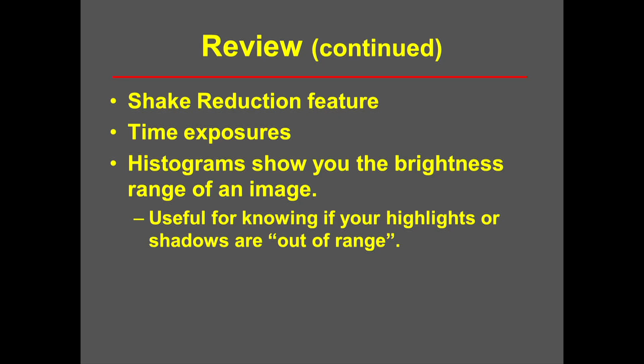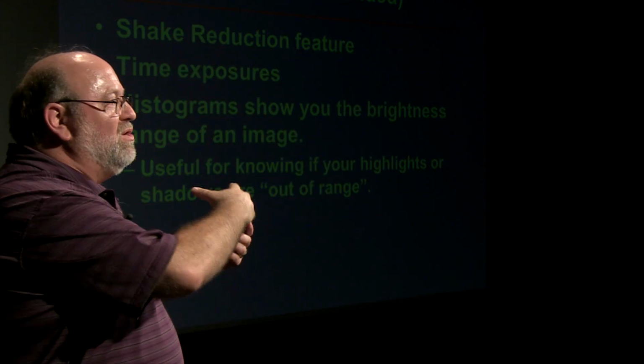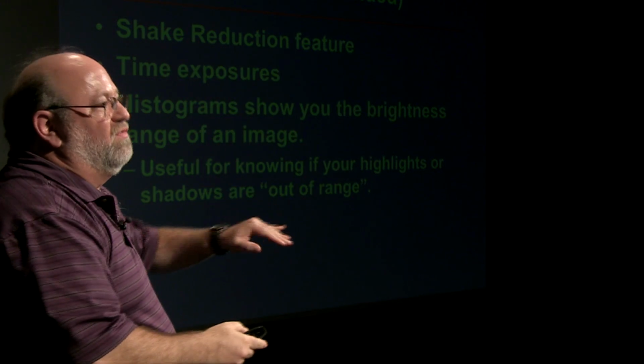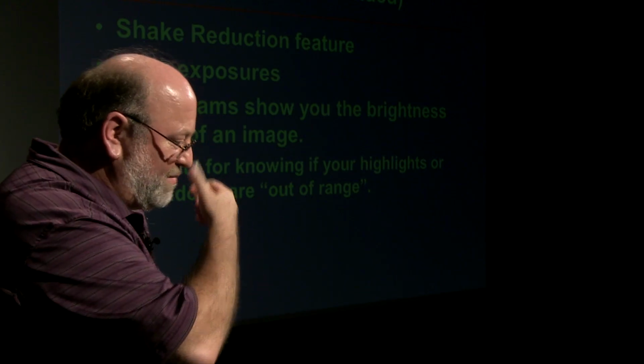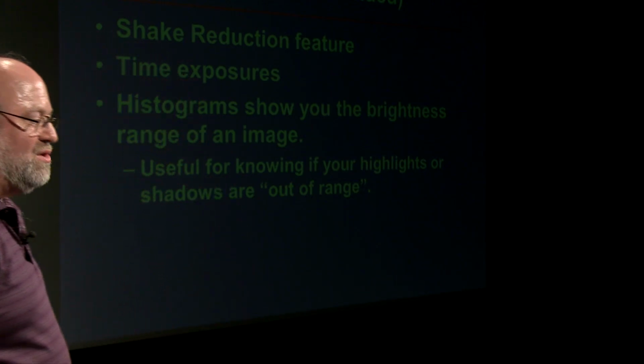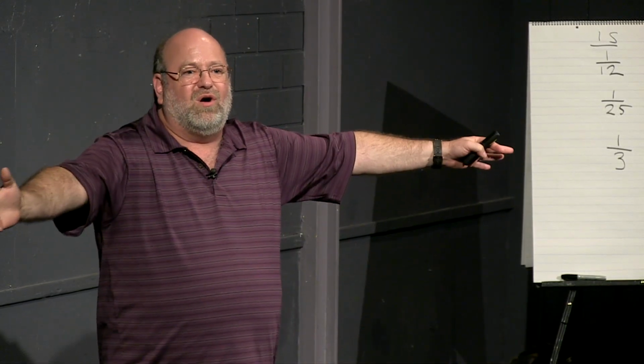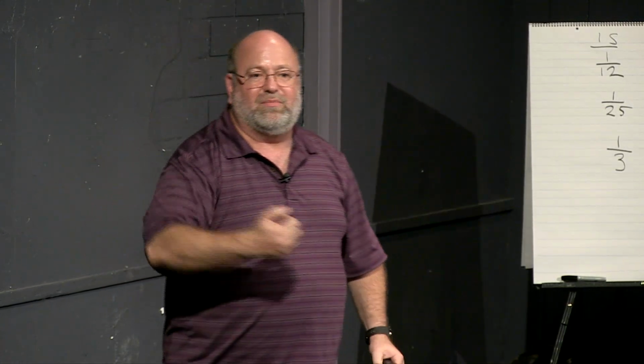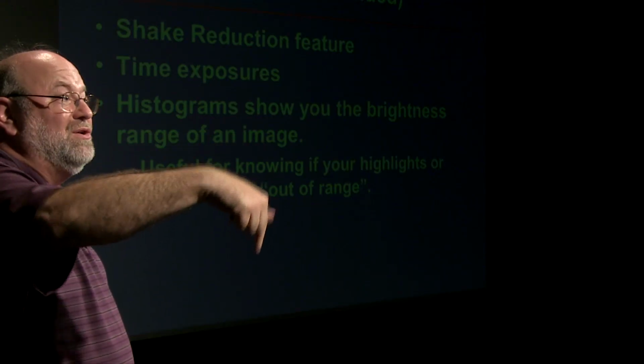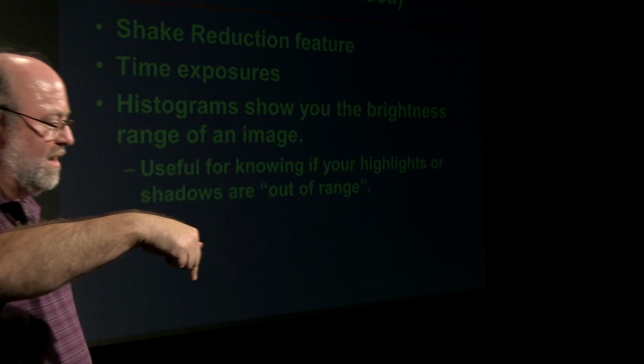We talked about image stabilization features and how they'll give you a 3-stop advantage over the old-fashioned way, which is 1 over your focal length in terms of shutter speeds that you can use. We talked about how to take time exposures. Put your camera on a tripod, leave the shutter open for a long period of time, and use a cable release to make sure that your finger isn't inducing shakiness into your image.